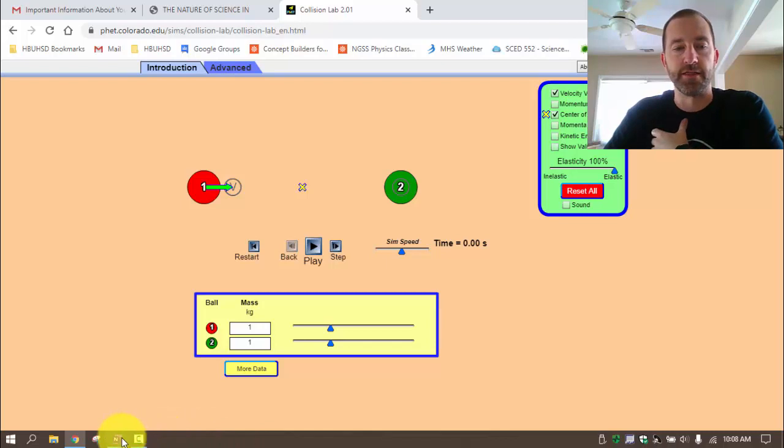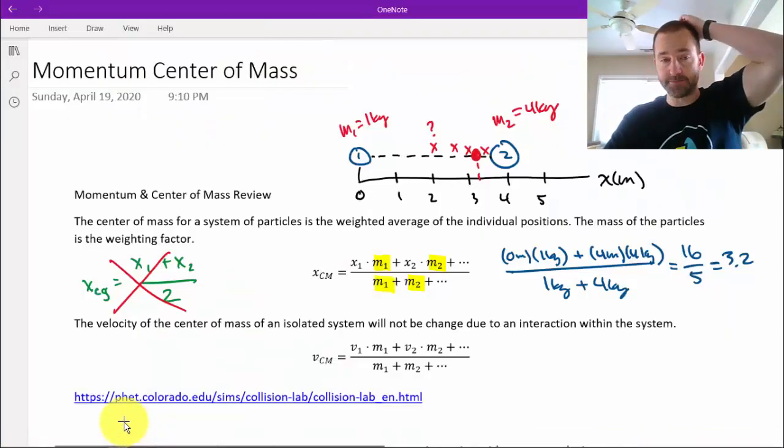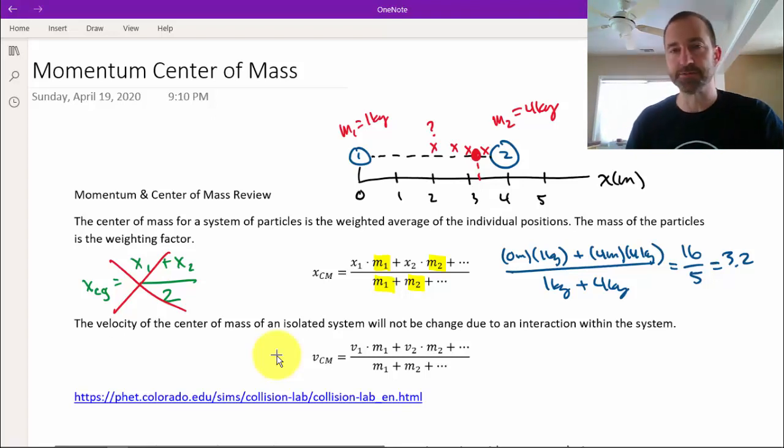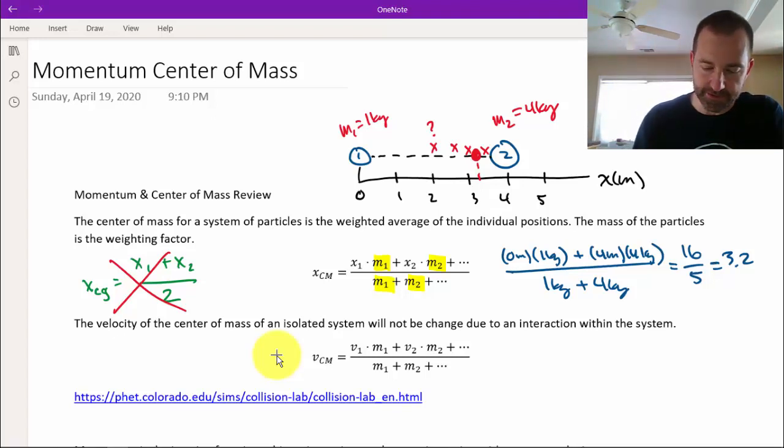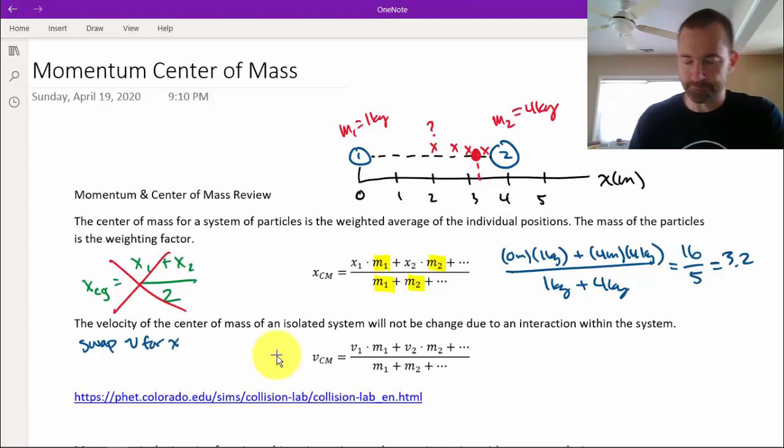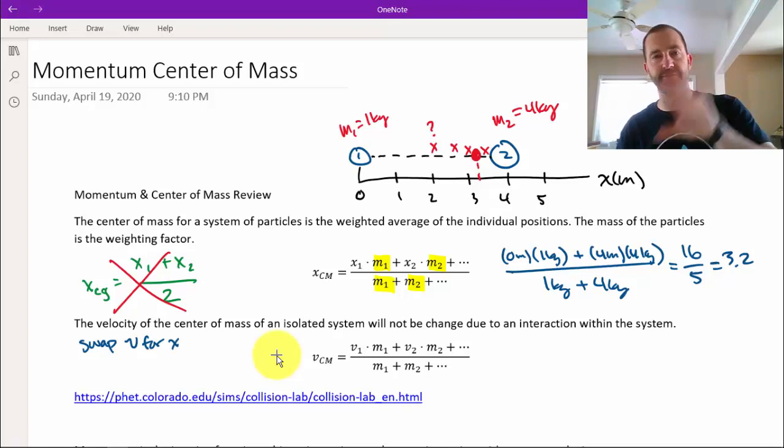Let's go ahead and take a look at the velocity of the center of mass. And the nice thing about that equation is, technically speaking, we just take the first derivative of the position of center of mass, and that formula gives us the equation down below with the velocities. But we can also just think of it as swapping all the positions for velocities. I guess I should say swap v for x. So we just take all the x values and replace them with v values.